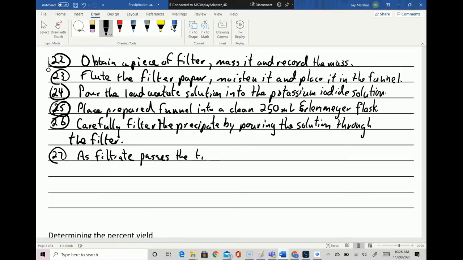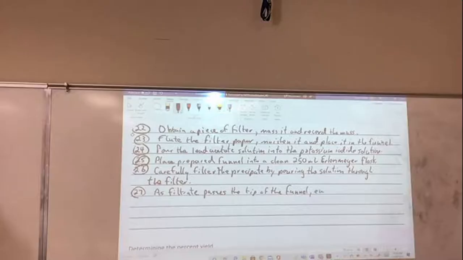passes the tip of the funnel, empty the flask to allow filtering to continue. Okay?